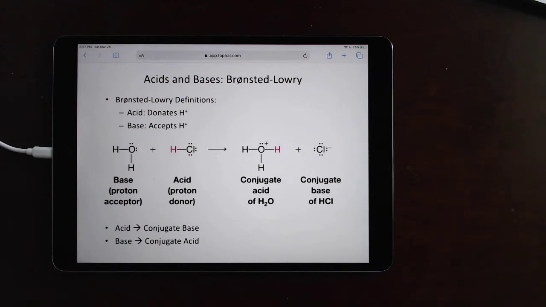Hello, this is chapter 4 for the Top Hat Organic textbook. For this one, we're going to be talking about acids and bases.